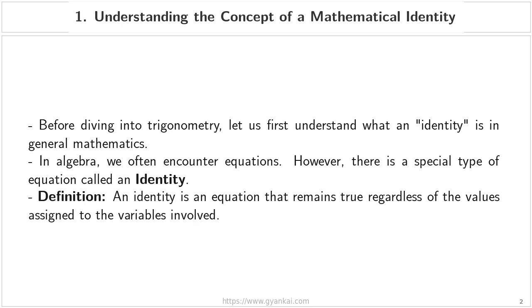So, how do we distinguish it? Here is the formal definition. An identity is an equation that remains true, no matter what values you assign to the variables involved. In other words, it isn't just true for one specific answer. It is a universal truth for the variables in that expression.